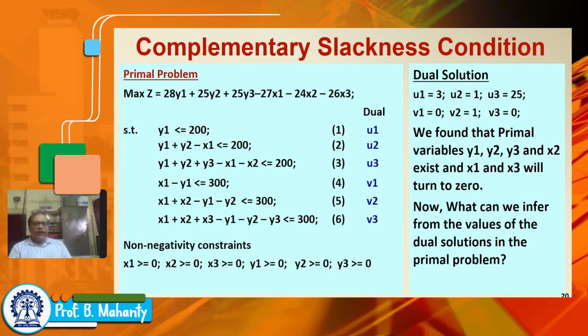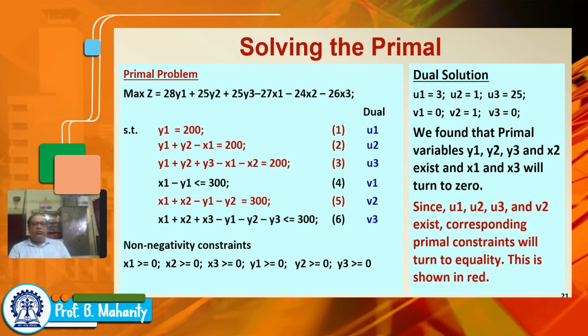And now what we are inferring from the primal problem, since the dual variable exists, is that primal slack will vanish. All right, so look here, this is exactly what we have written here, that we found that the primal variables y1, y2, y3 and x2 are going to exist, isn't it? And x1 and x3 will turn to 0. This is what we saw from the dual. But now from the primal problem, since u1, u2, u3 and v2 exist, the corresponding primal constraints will turn to equality. This is shown in red.